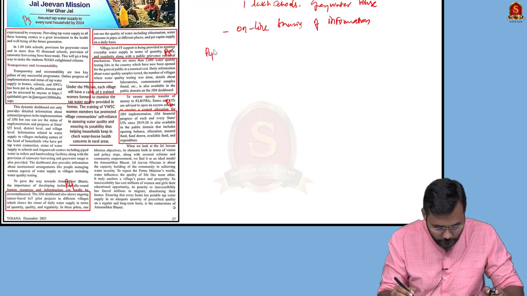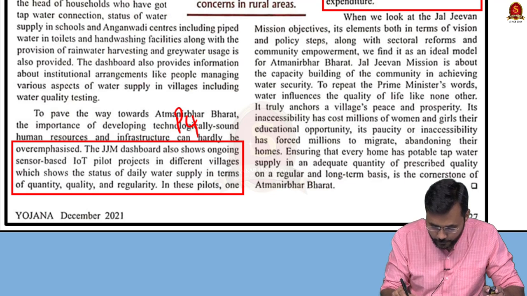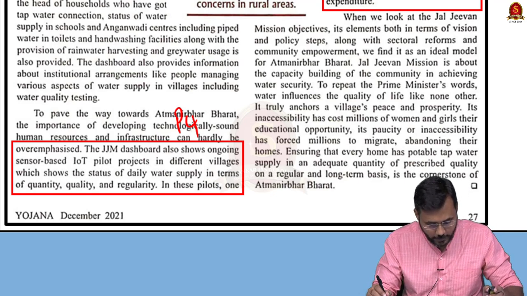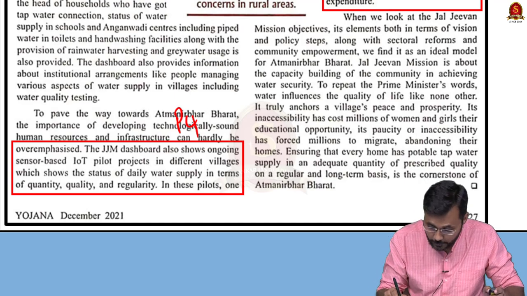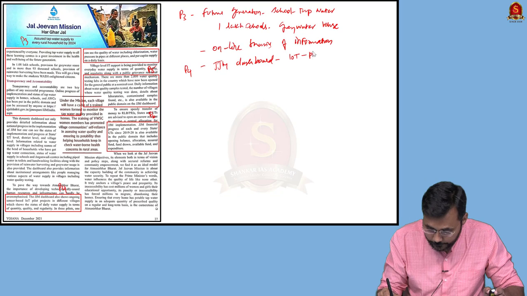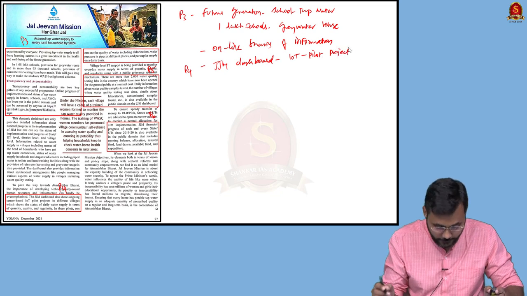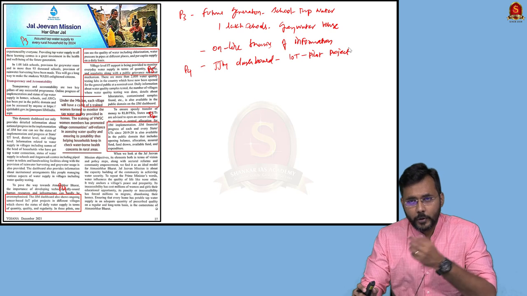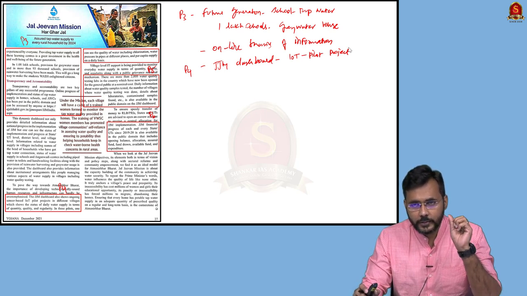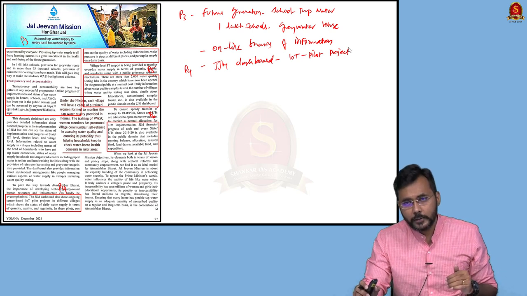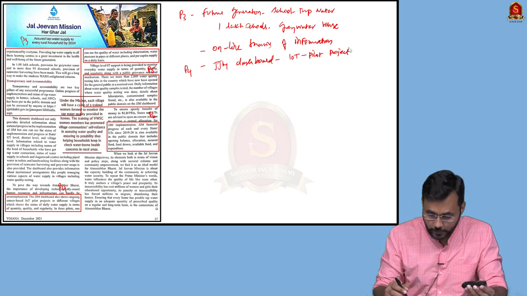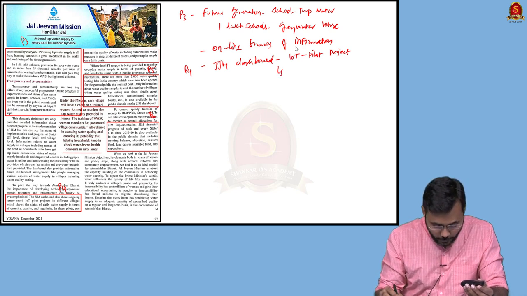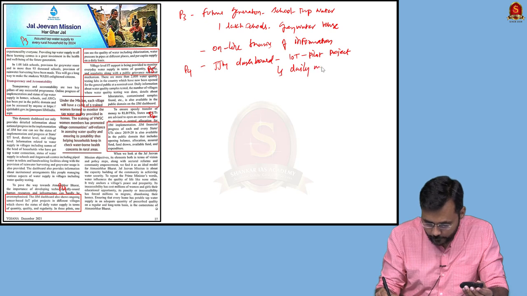In paragraph 4, they also created this Jal Jeevan dashboard. So again, an online mechanism, showing ongoing sensor-based IoT pilot projects. So right now, the government is also including this IoT. What does IoT mean? Internet of Things. We can see that in advertisements and all. To understand what Internet of Things means, there's an Amazon product, you can ask it to switch on the ACs and all those things, correct? So that's Internet of Things. Right now the government is trying to use that concept in this particular mission. The concept of Internet of Things is being used here, especially to check the status of daily water supply. So daily water supply.